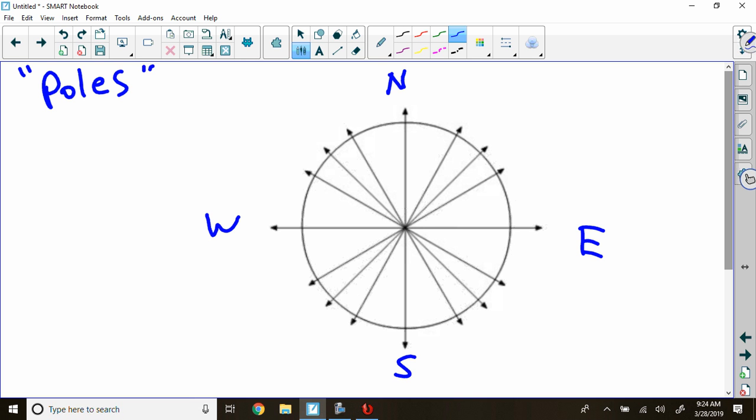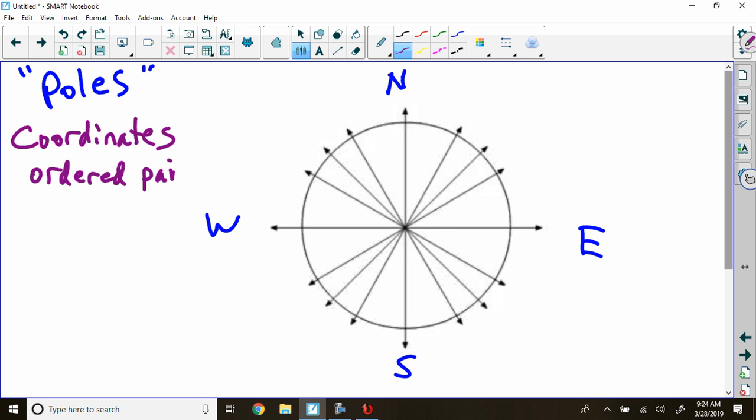So what we're looking at here is the coordinates. When I say coordinates, I mean ordered pairs. I mean parenthesis x, comma, y in parentheses.